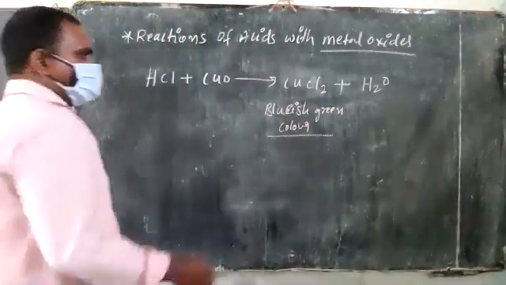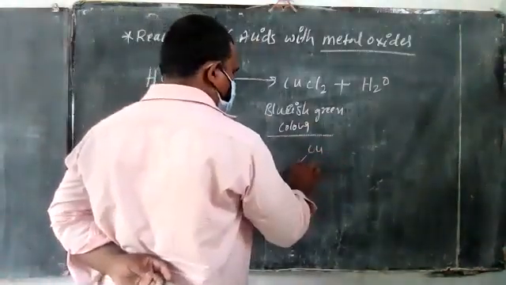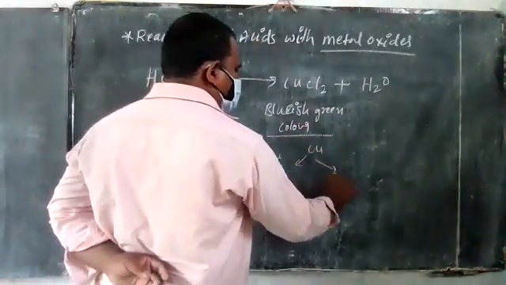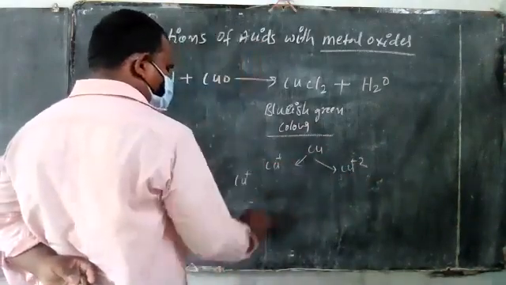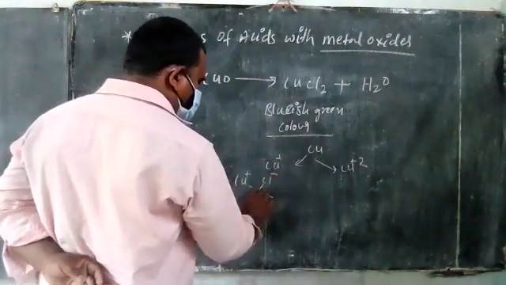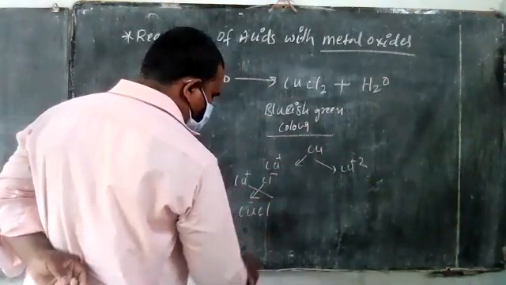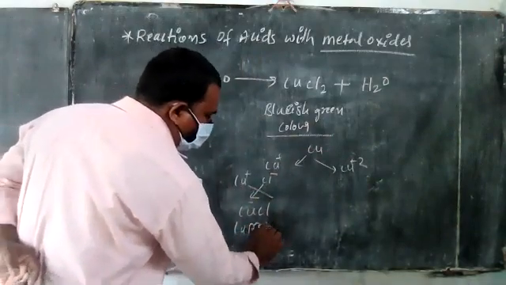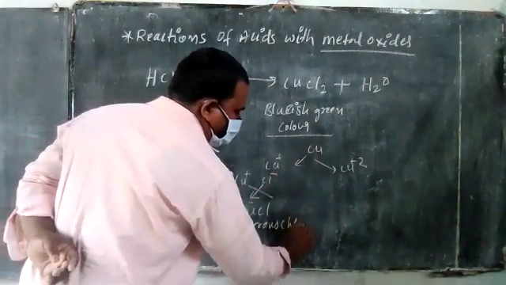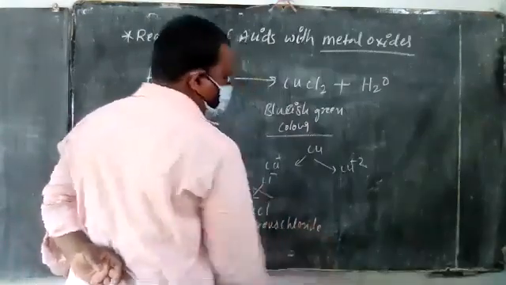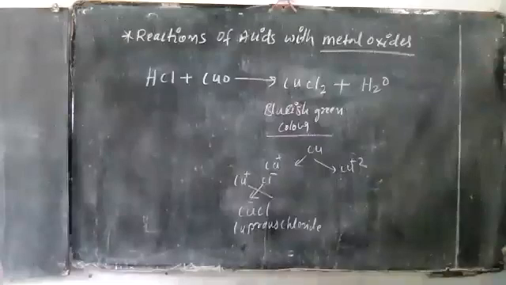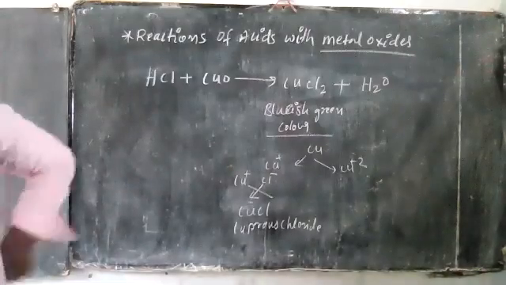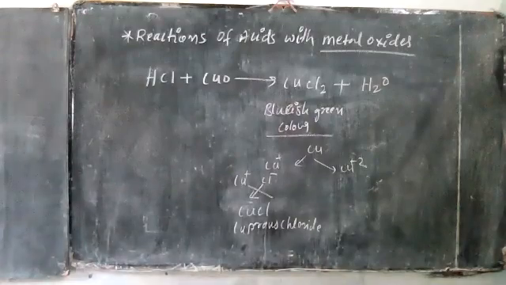So copper shows two charges, like iron. One is Cu plus 1, another is Cu plus 2. Cu plus 1 combining with Cl minus, by the crisscross method gives CuCl, the cuprous chloride. So the lesser charge means cuprous. Already you know Fe plus 2, Fe plus 3. Fe plus 3, the higher charge, means ferric oxide.